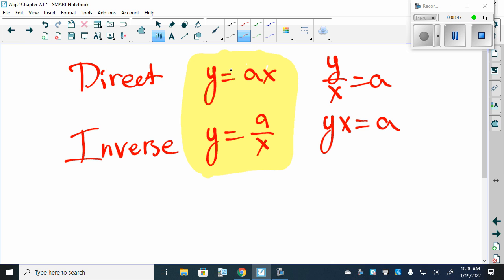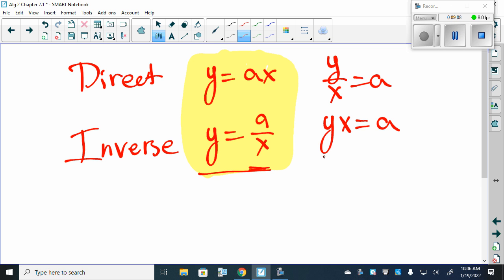So realistically, those are both direct variation, because one's going to increase, the other is going to increase, or vice versa. Now, for inverse, we have y equals a divided by x. And if I multiply both sides by x, this side over here is just going to reduce to a, and the other side is going to become x times y. So those are both inverse.